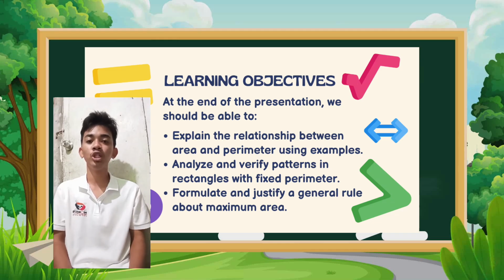For our learning objectives, at the end of the presentation, we should be able to, first, explain the relationship between area and perimeter using examples. Second, analyze and verify patterns in rectangles with fixed perimeter. And the last one is, formulate and justify a general rule about maximum area.